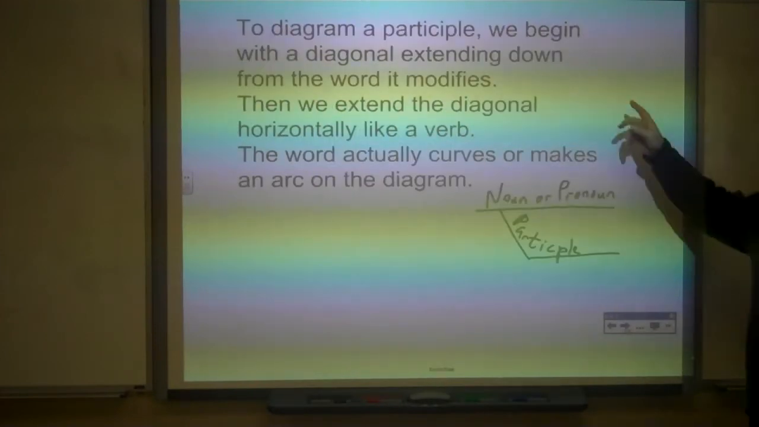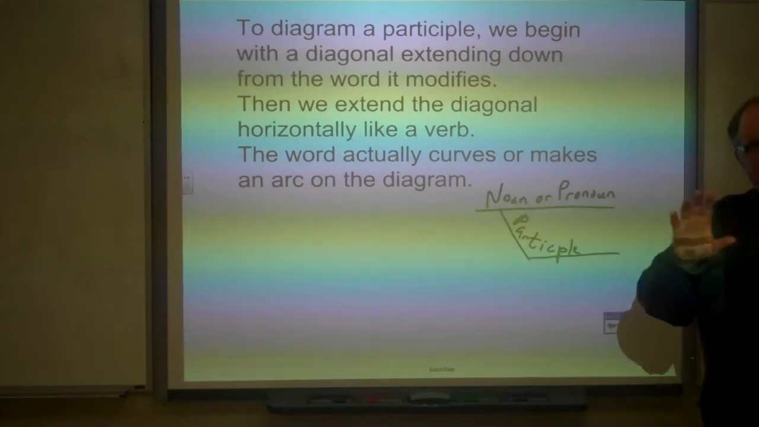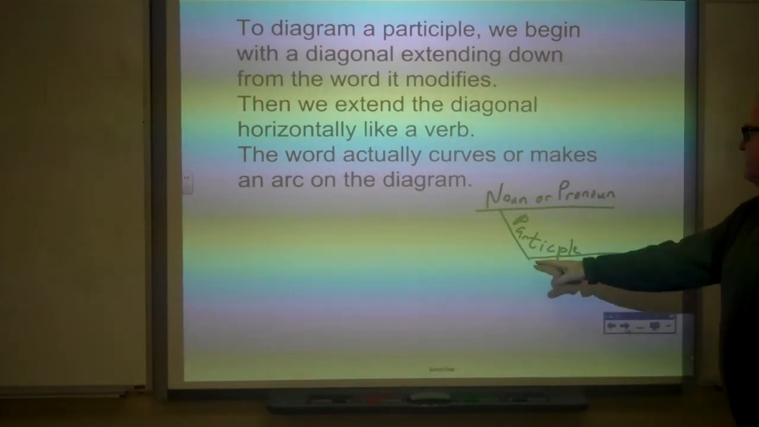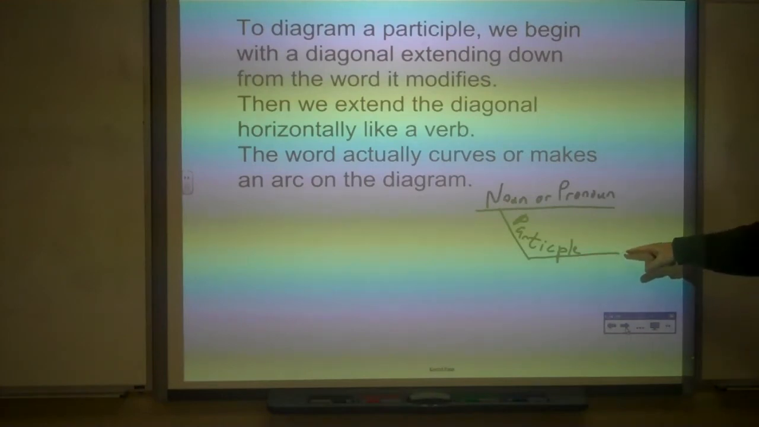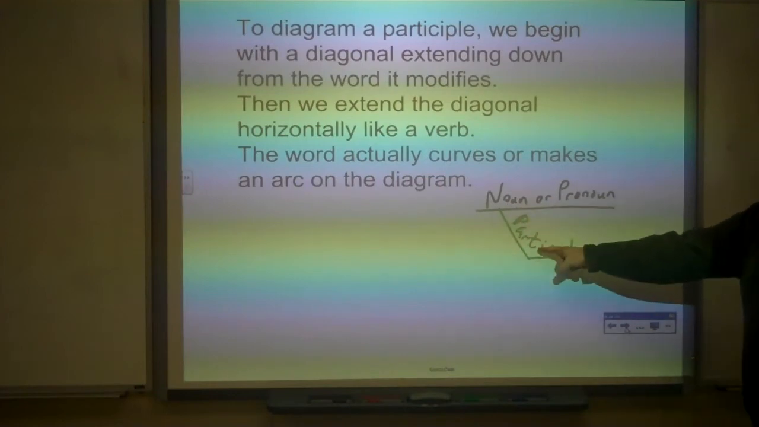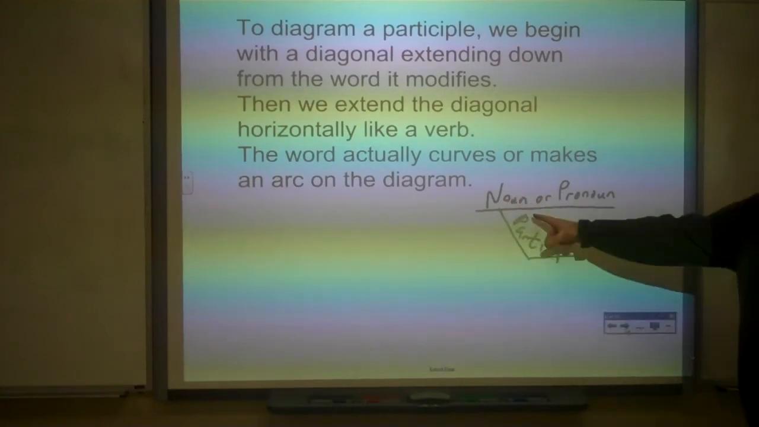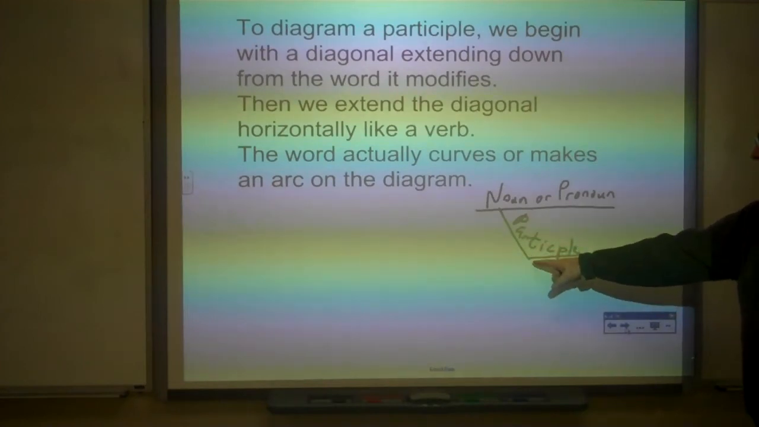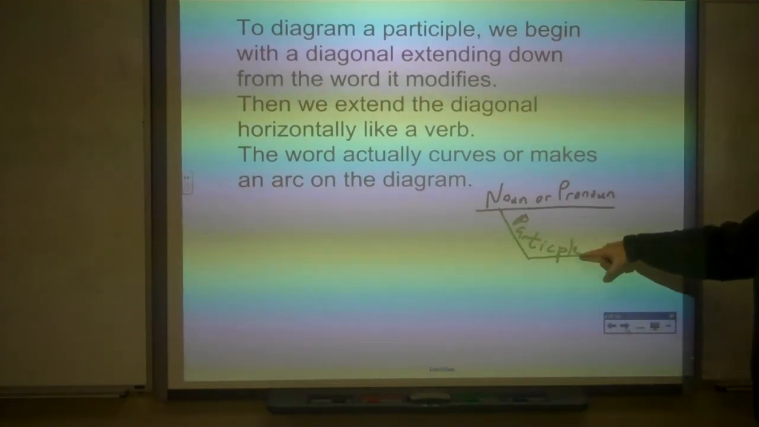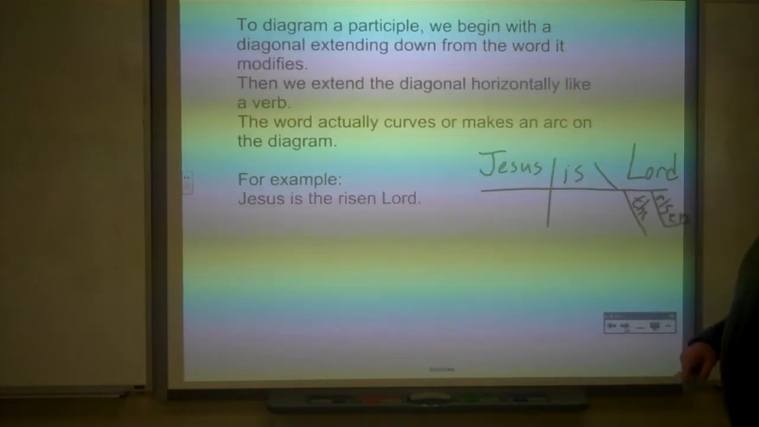To diagram a participle, we begin with a diagonal extending down from the word it modifies, just as we would with an adjective. Then we extend the diagonal horizontally, just as we would with a verb. The word itself actually curves or makes an arc on the diagram. So this word, participle, modifying the noun or pronoun, would go diagonally down and then horizontally across, and the participle kind of sits on both parts of the line.